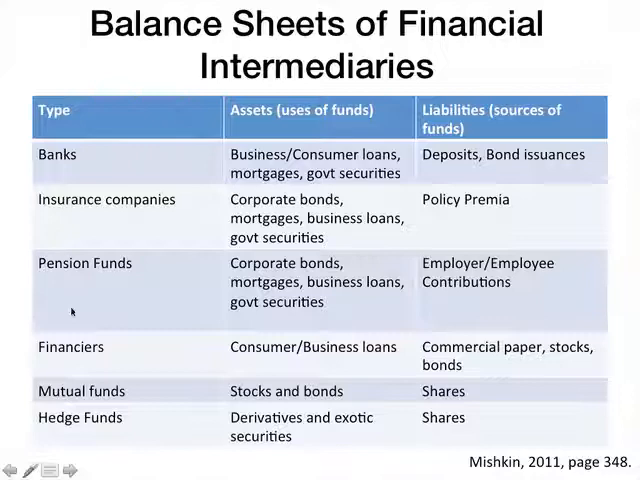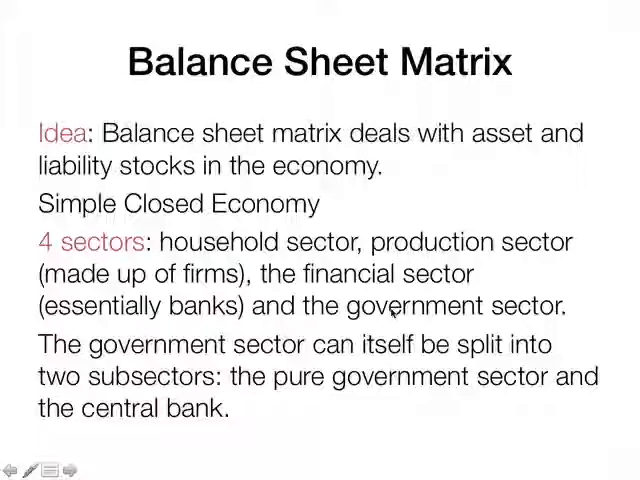Financiers, these guys generally deal with bank-to-bank loans. Mutual funds and hedge funds, you'll hear a lot more about later on. Now, the idea of a balance sheet matrix is quite simple. The matrix deals with assets and liabilities, stocks. And in a closed economy, it's only four sectors: households, firms, financial sector, and the government. Okay? So we've got a really simple model of a haircut economy.